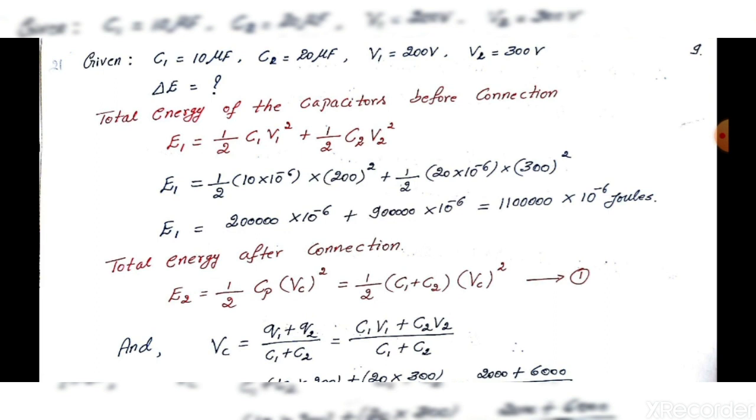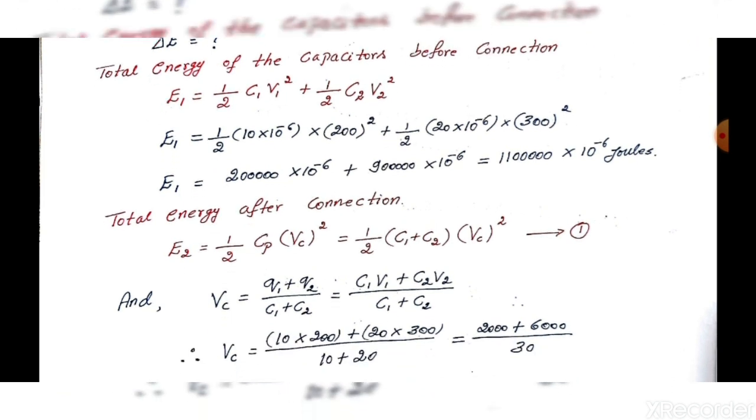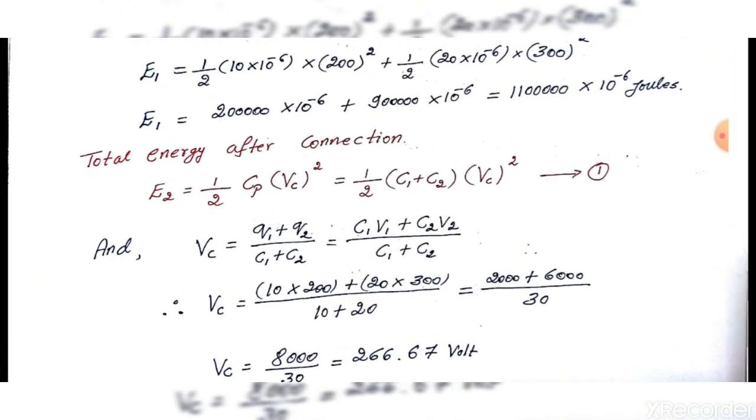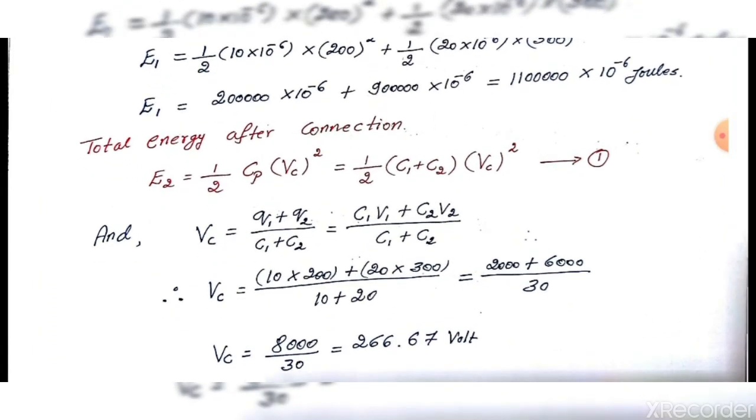E1 you will get as 11.5 into 10 power minus 6 joules. So this is the E1 value we got. This is the total energy in the system before connecting in parallel. Now when you connect them in parallel combination, you can use this formula, half CV square. Half Cp Vc square, where Vc is what we call the common potential. Vc square you should take.